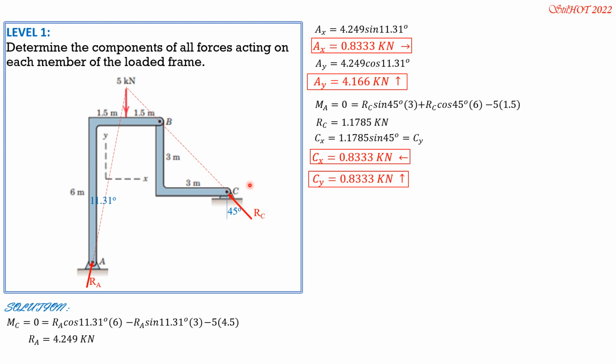So if we consider BC, RB is down to the right. But if you consider member AB, RB is up to the left, which is the same as Cx and Cy. So therefore, on member AB, BX is 0.8333 kilonewtons leftward and BY is 0.8333 kilonewtons upward. So those are the answers.